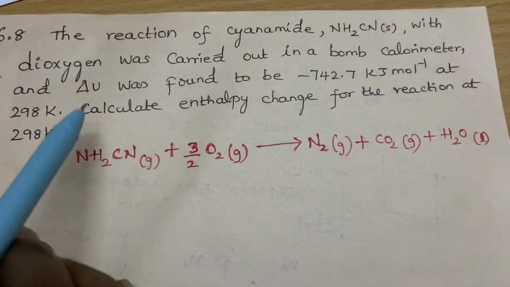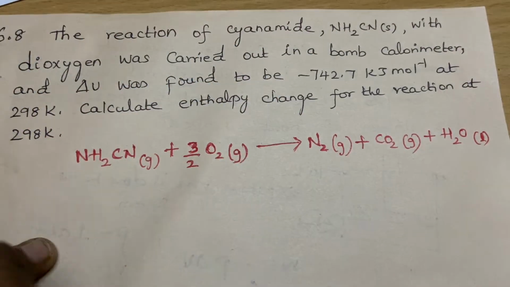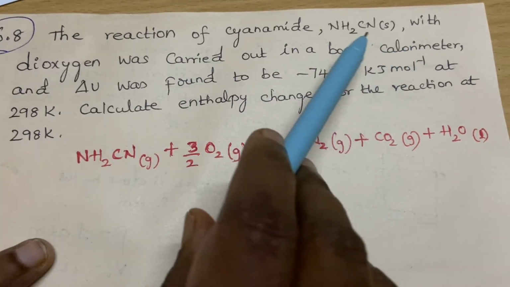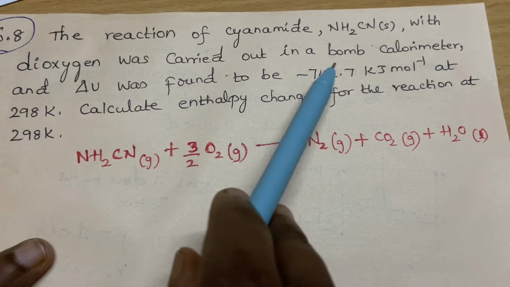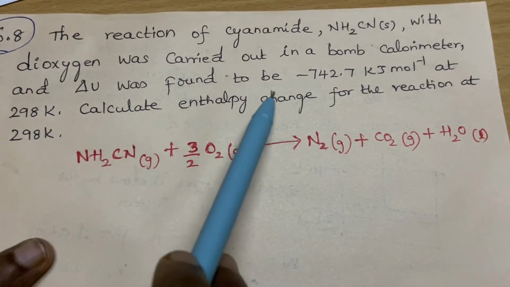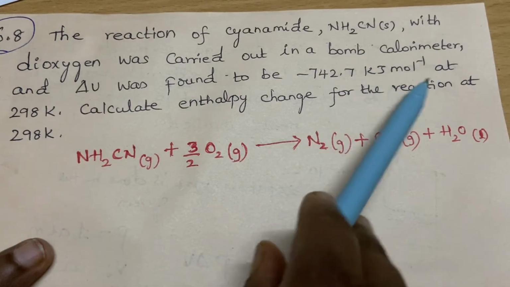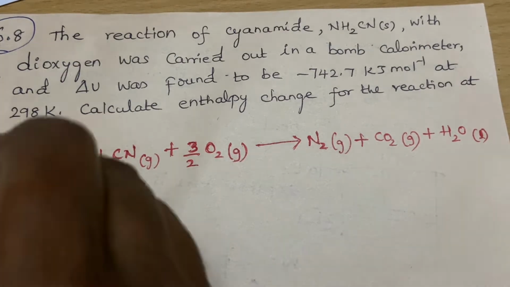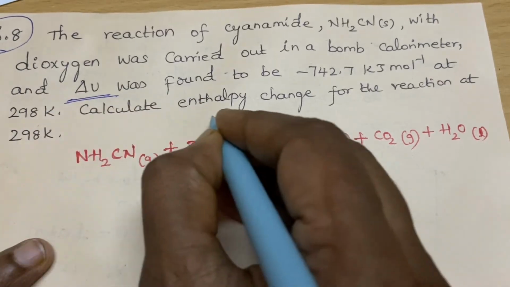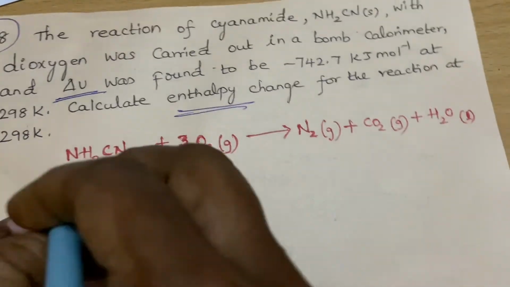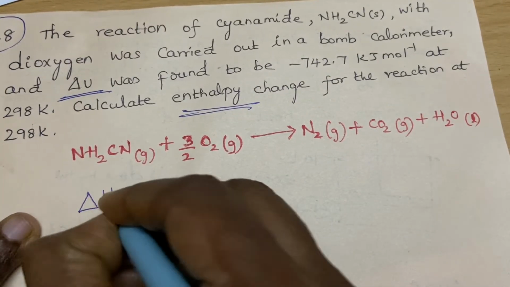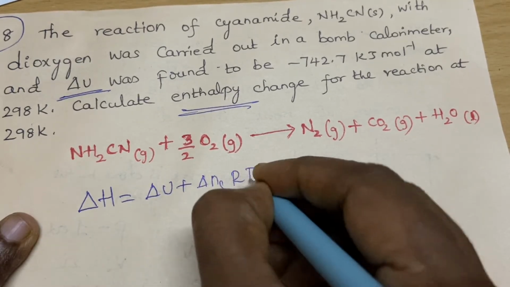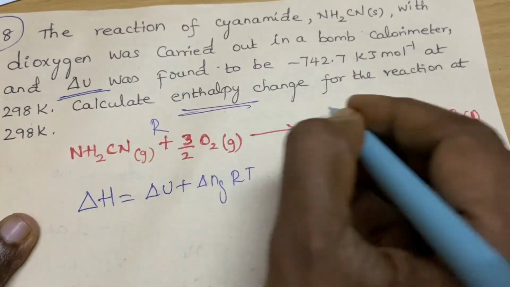So next question, the reaction of cyanamide, and this is your 6.8 question from your book back exercise. Cyanamide with dioxygen was carried out in a bomb calorimeter, and the internal energy was found to be this much kilojoules per mole at 298 Kelvin. Calculate the enthalpy change. Here also they have related your del U and your enthalpy. Which formula you have to use, students? You have to use del H is equal to del U plus del NgRT. So this is the equation, this is your reactant side and product side.